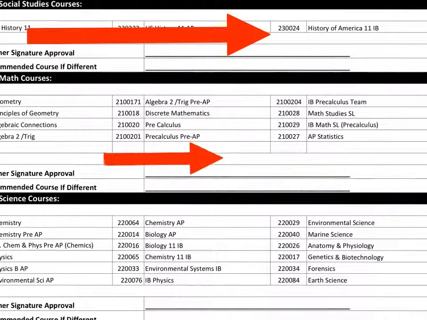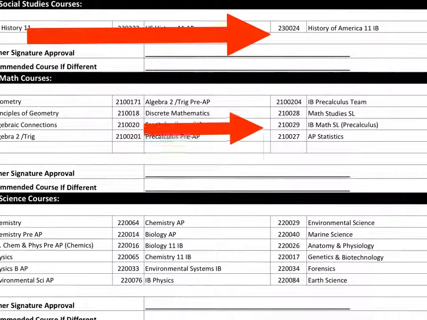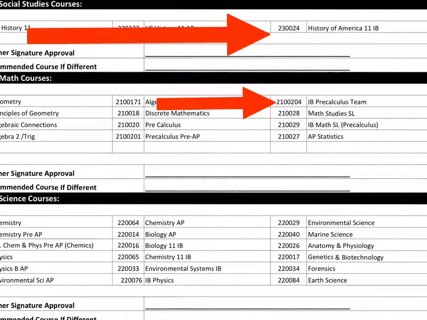Others of you are taking a team class this year, so you're on Algebra 2 Trig team. If that's the case for you, I suggest that you continue with team and you'll take the course called IB Pre-Calculus Team next year in grade 11.